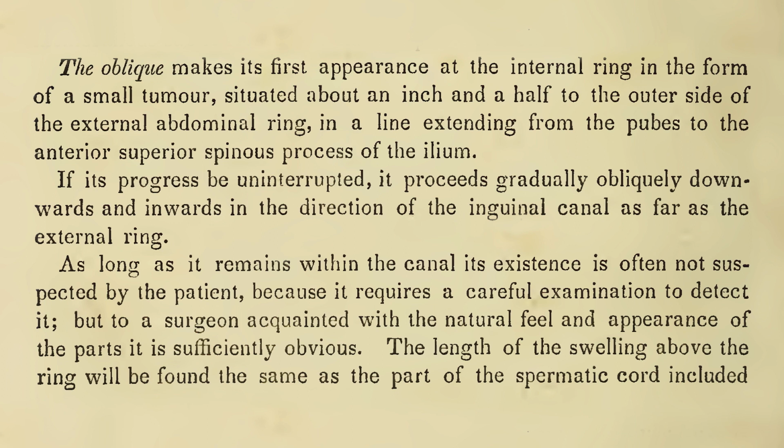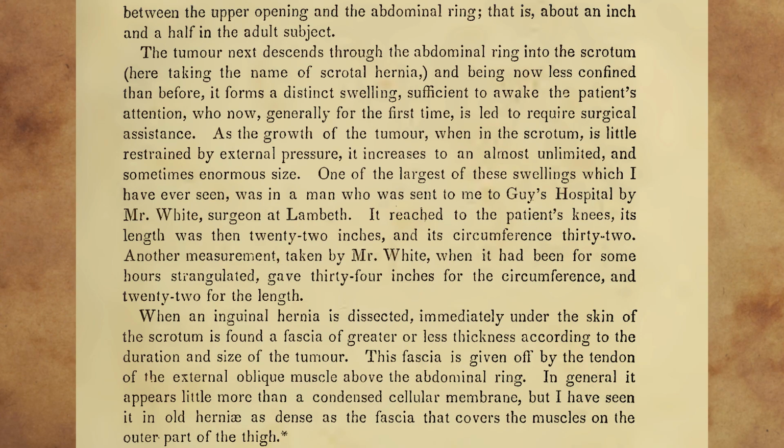As long as it remains within the canal, its existence is often not suspected by the patient, because it requires a careful examination to detect it. But to a surgeon, acquainted with the natural feel and appearance of the parts, it is sufficiently obvious. The length of the swelling above the ring will be found the same as the part of the spermatic cord included between the upper opening and the abdominal ring. That is, about 1.5 inches in the adult subject.